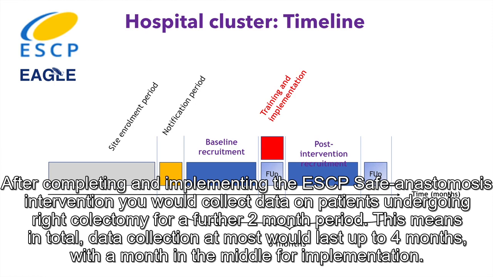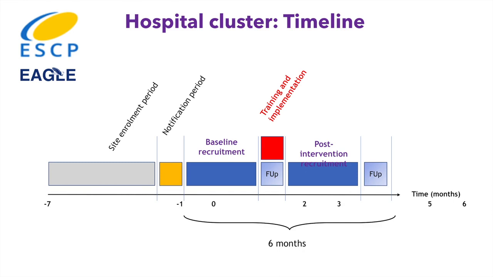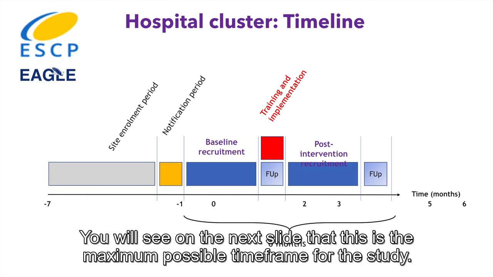After completing and implementing the ESCP safe anastomosis intervention, you would collect data on patients undergoing right colectomy for a further 2-month period. This means in total, data collection at most would last up to 4 months, with a month in the middle for implementation. You will see on the next slide that this is the maximum possible time frame for the study.